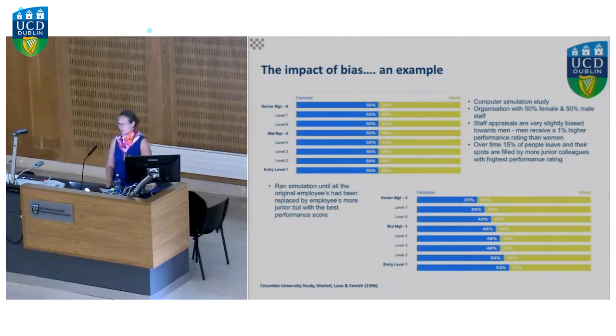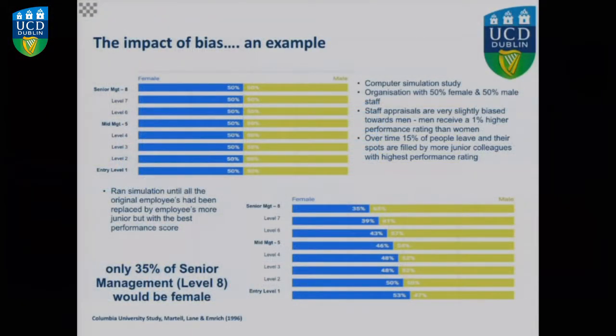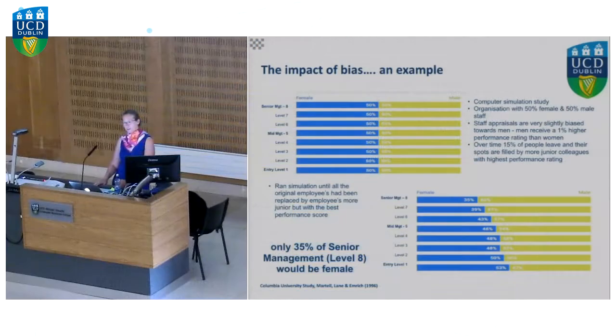And then they used these predictive analytics around hiring and employee churn that applied this 1% bias towards hiring men. And what they found was that after all the original employees had turned over, the organization had only 35% senior management who'd be female. So you can see how that continues, and without real conscious look at that, it sort of eliminates a whole gender from certain roles within an organization.